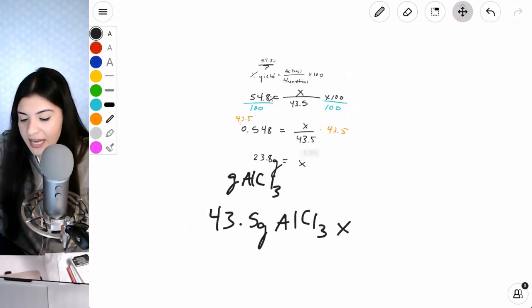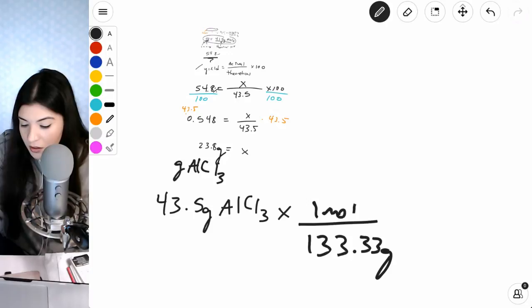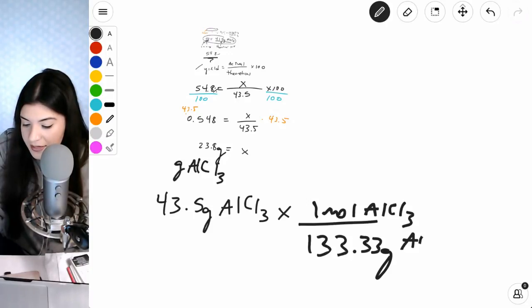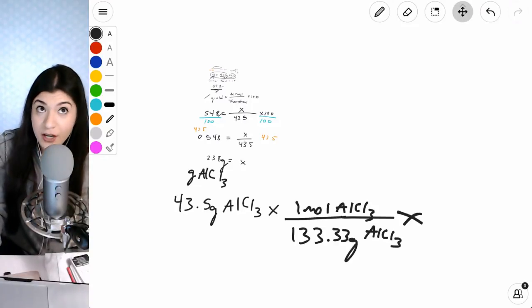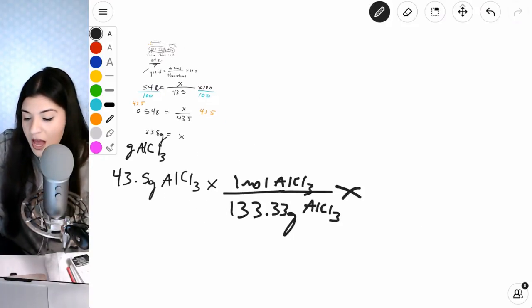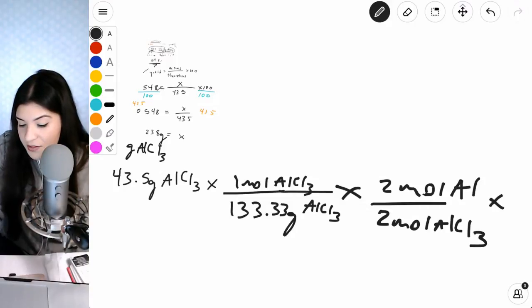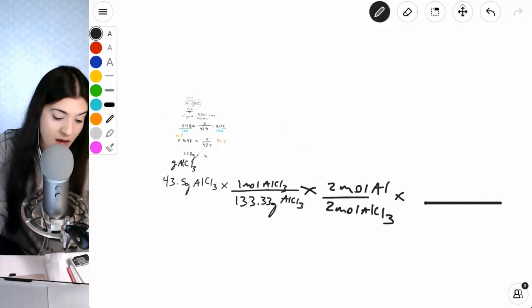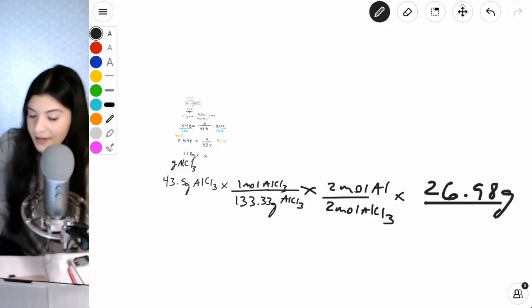So then I'm going to multiply this once again by the molar mass, actually divide it by the molar mass, and then on top would have been 1 mole. All right, and then next, we're going to do our mole to mole ratio because we want to get to just aluminum. And we stated before that 2 moles of aluminum chloride, this was going back to the balanced equation. And then lastly, I have to figure out the grams of aluminum. The molar mass of aluminum is 26.98, per 1 mole of aluminum.